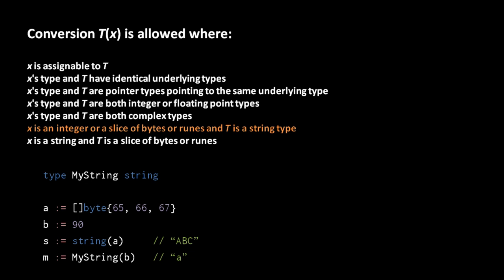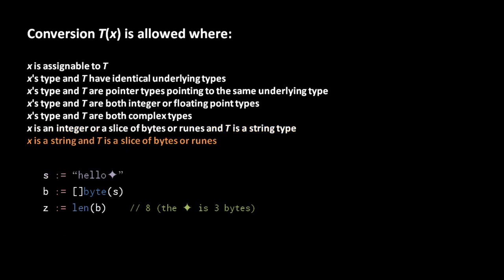In Unicode, 65 is uppercase A, 66 is uppercase B, and 67 is uppercase C. When we convert the int to a MyString, we get a single character string in which the character corresponds to the character code. In Unicode, 90 is uppercase Z.